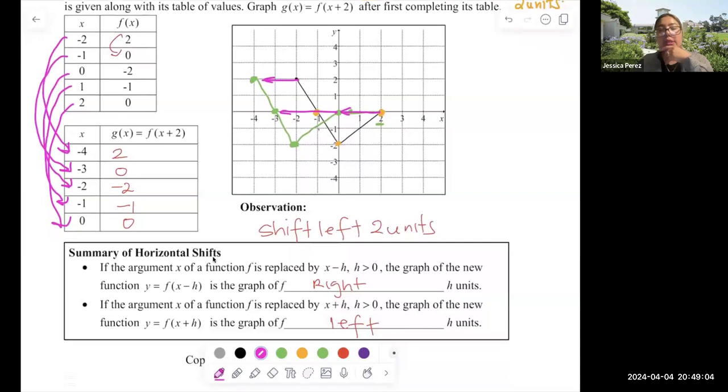So these are called horizontal shifts. I will go more in depth with an equation so you can visually see that on Desmos as well. If the argument, meaning the inside of the function, is replaced by x minus h, then you are moving to the right h units because there's a subtraction. When there is an x plus h, you're moving to the left h units. That is called a horizontal shift. So we looked at a vertical shift and we're looking at a horizontal shift. I'll let you write that down while I go to Desmos and then I'll show you what I mean.